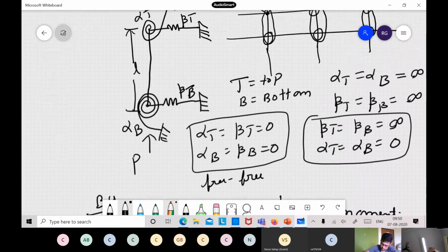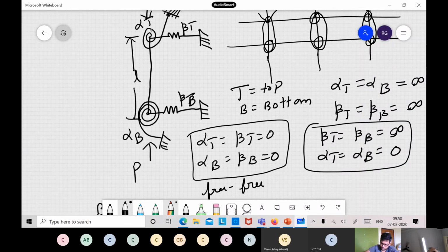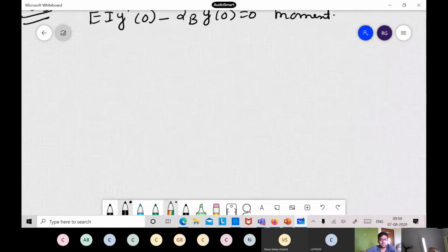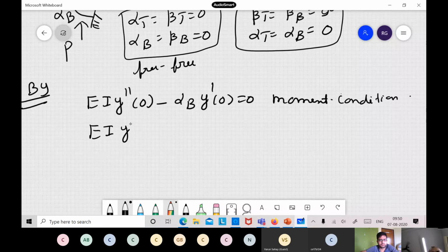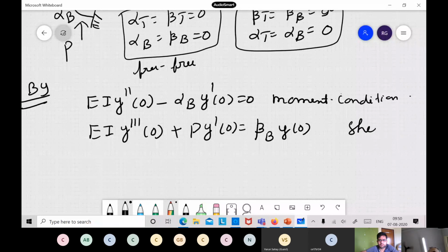Here, the bending moment at this place is controlled by the rotational spring, so rotation alpha into y dash, actually. This gives you the moment condition, the boundary condition in terms of bending moment. Similarly, the translational spring is related to shear force. So we write EI y triple dash of 0 plus P times y dash of 0 equals beta B times y of 0. So this is the shear force at the bottom end.